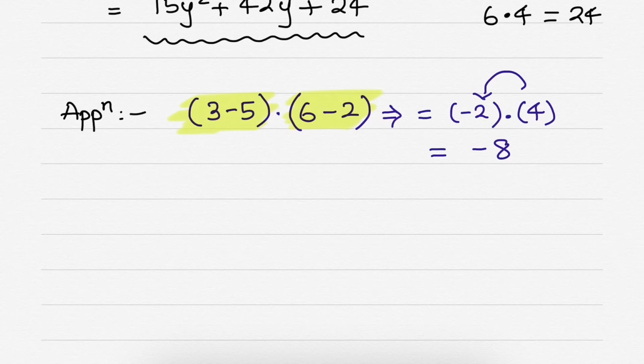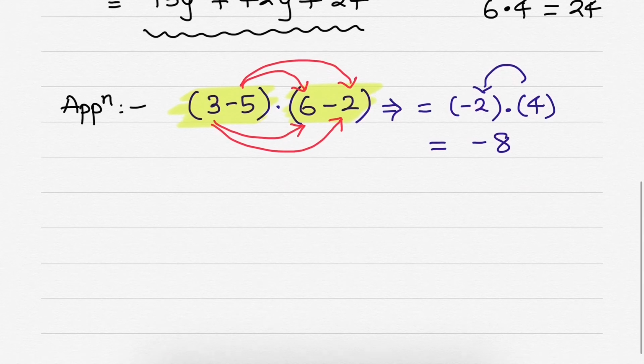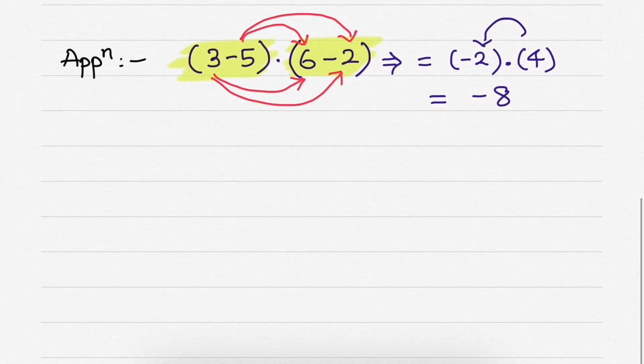Now let's do this using the FOIL method. So I'm going to do my first. This is my first. This is my outer. This is my inner terms. And this is my last terms. Alright, so I'm going to rewrite the equation again here, and I will get 3 multiplied by 6, I will get 18. Alright, then 3 multiplied by negative 2 is negative 6, so plus negative 6.